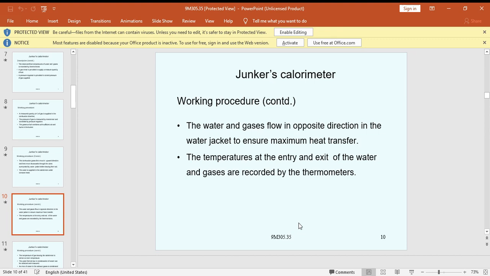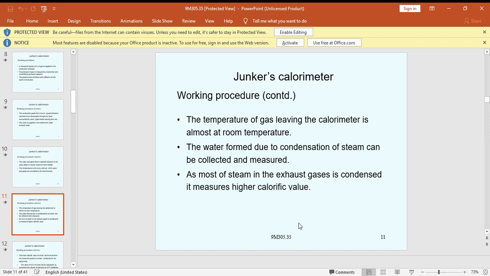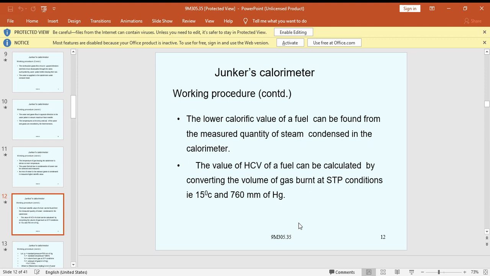This gives maximum heat transfer. The water temperature from entry to exit is measured by the thermometer. The temperature of the gas leaving the calorimeter is almost room temperature. The water formed due to condensation of steam is collected and measured. As more steam is exhausted, the gas condensed gives the high calorific value. The low calorific value can be found from the measured quantity of the fuel condensed to the calorific value.